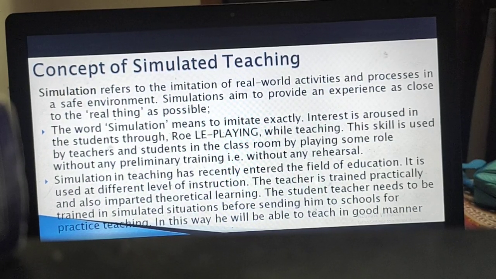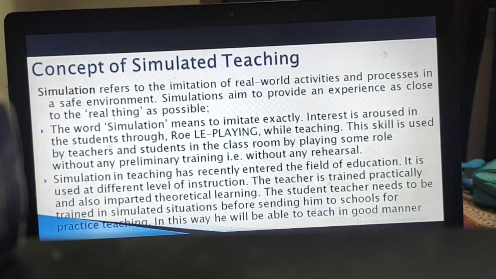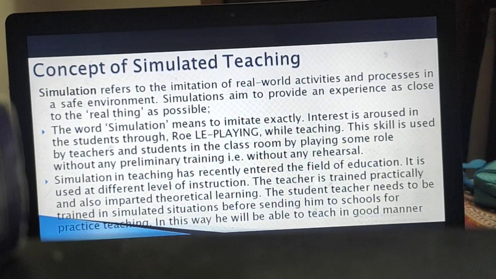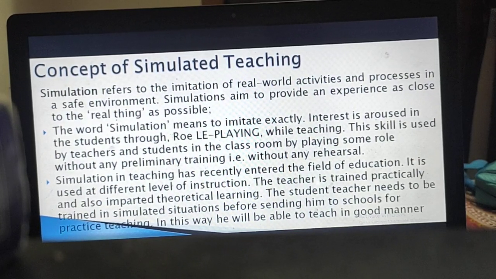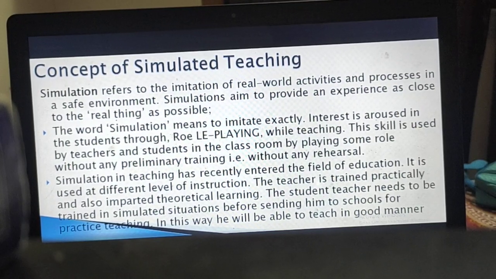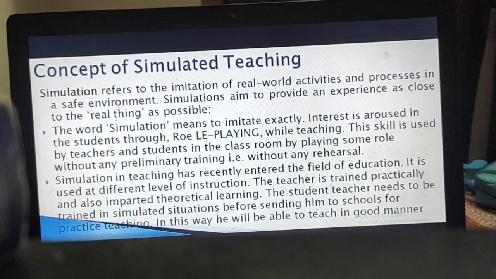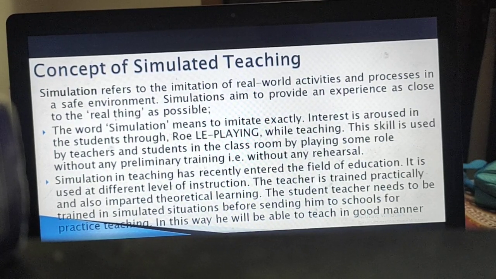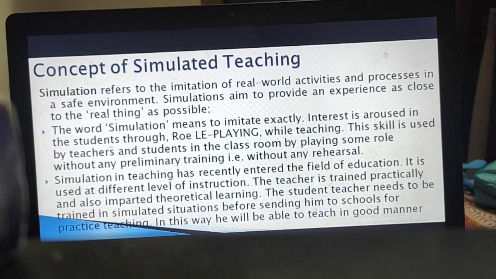Most institutions take a demonstration before the students go to the school. They create such a classroom environment, and the student teacher teaches the students. That is also called simulated teaching.